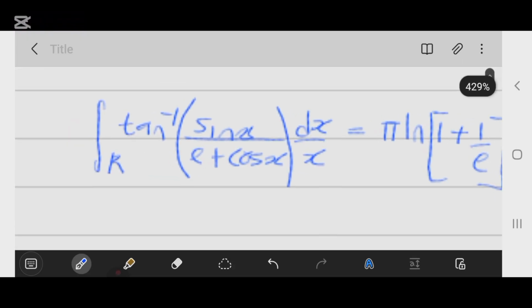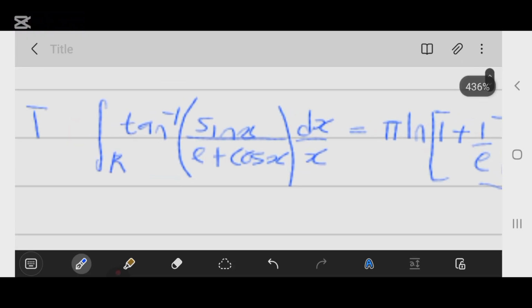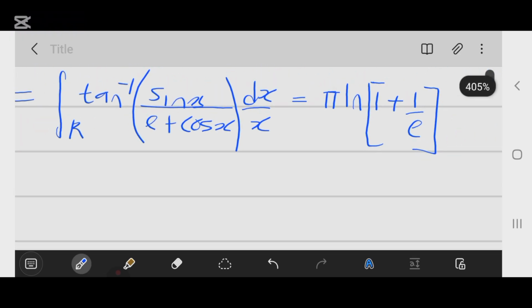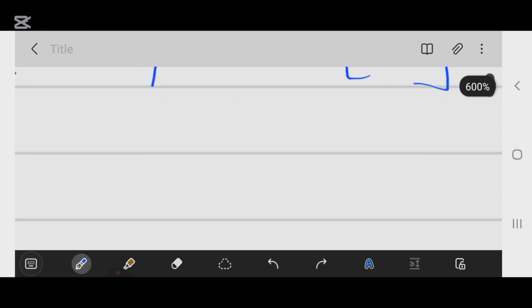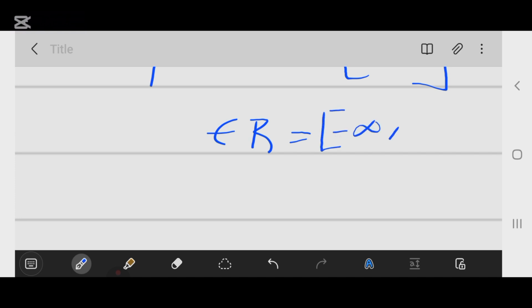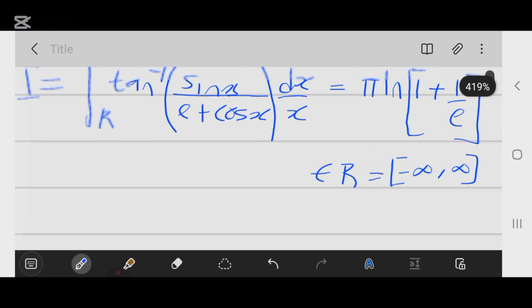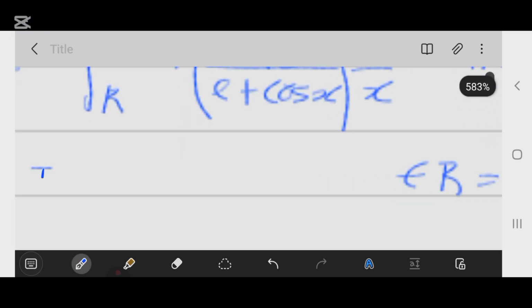At first, let's name this integral I. Of course we have an R here, which shows that the interval of this integral is the set of real numbers, which is from negative infinity to positive infinity. So I'm going to rewrite this integral using its interval.